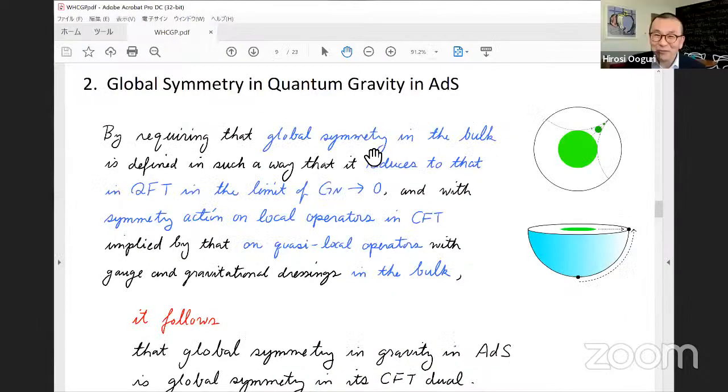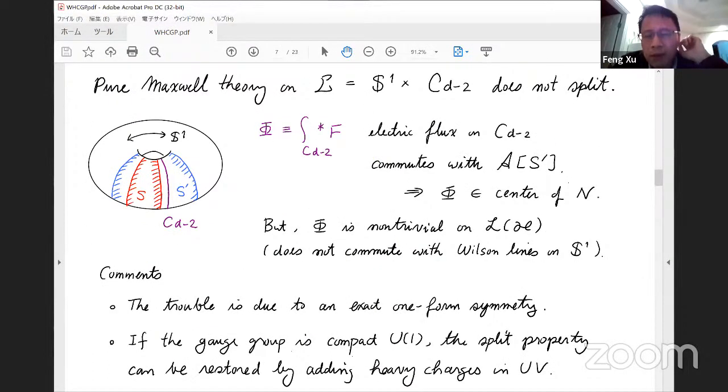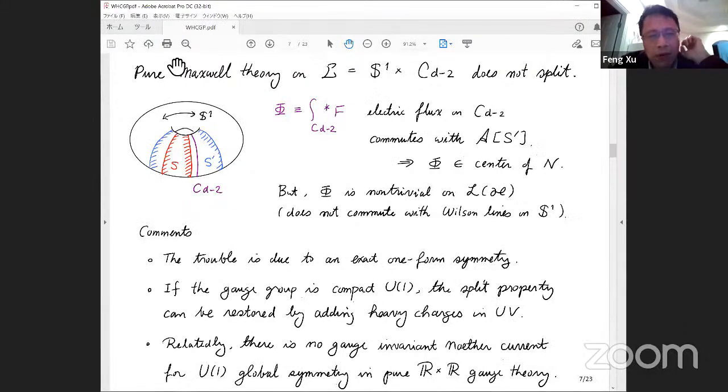Okay, so I have a very simple question about the non-split example you mentioned, the Maxwell theory. Oh yes, I know people in algebraic quantum field theory actually have a hard time defining those algebras, the local algebras, because in Maxwell theory these Wilson lines and so forth are not really local operators, they're string-like localized things. So I think there's some difficulty even defining the local algebras in that context.